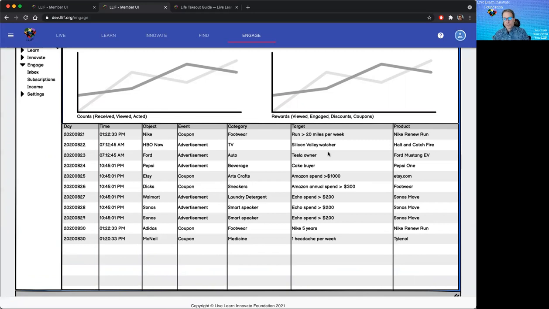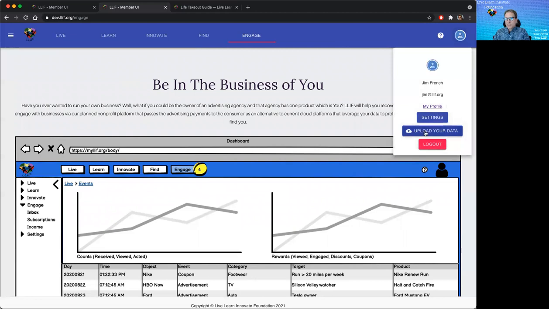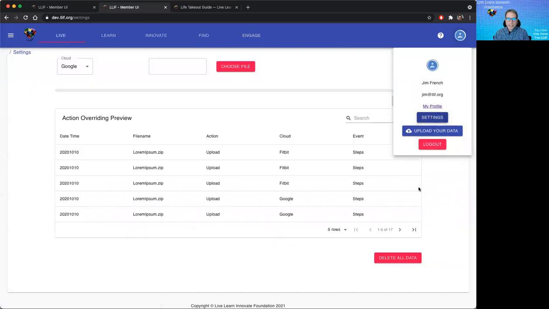And you're protected from us trying to misuse or take advantage of that data for our own profit. So that's Engage, under construction. But you can use the platform today and start looking at your historical data. You can reach out to us at info@LLIF.org if you need help, we're working on a help page here. And as far as uploading your data, you can just go to the settings tab.